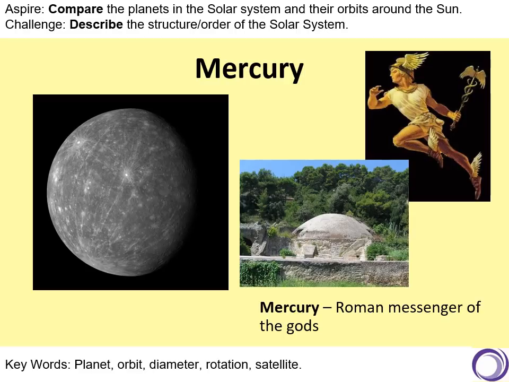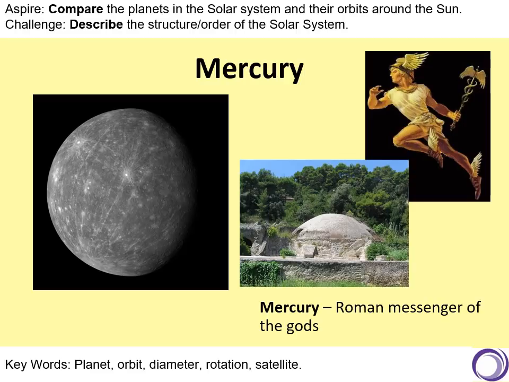So it takes 59 Earth days for there to be a day on Mercury, and yet it only takes 88 days for it to go around the Sun. So less than 2 Earth days makes a year. Get your head around that.